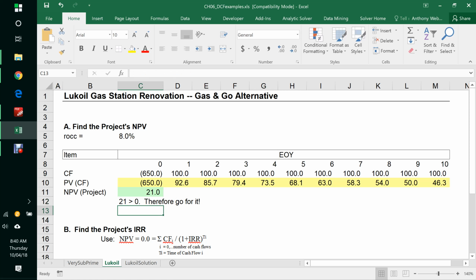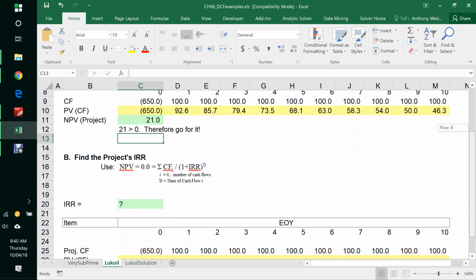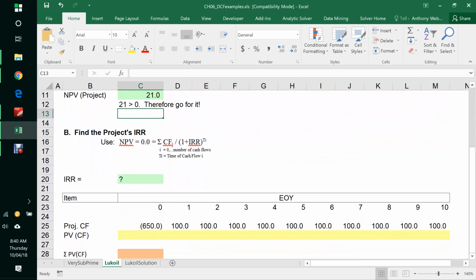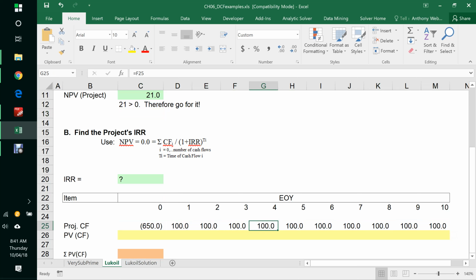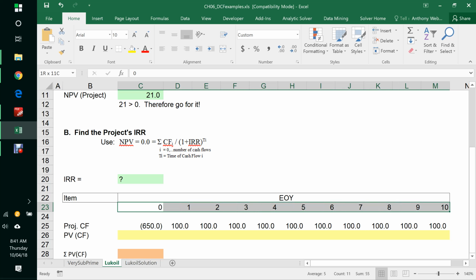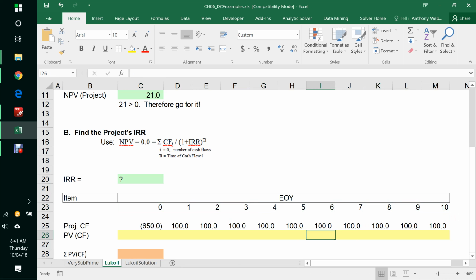Okay, so that's it. All right, so now let's go ahead and use the IRR method in its formal discounted cash flow guise here. What I have now are, once again, all the cash flows for Lukoil for this project, and I have the time of each cash flow. So I always need both of those. And then, as usual, I'm going to discount all of these back to 0.